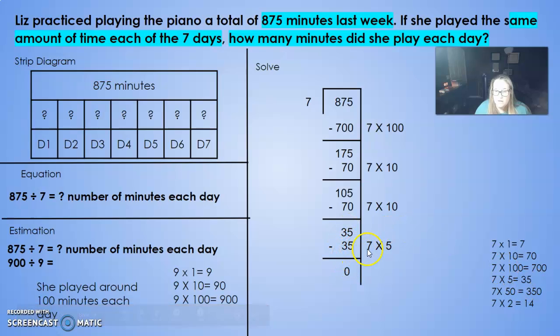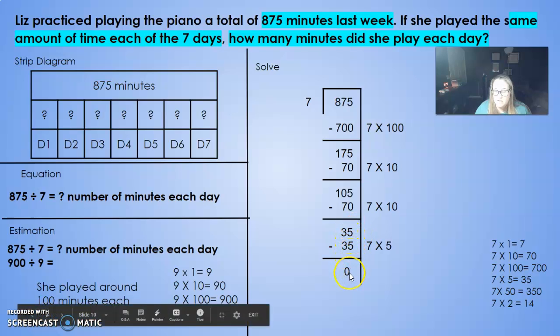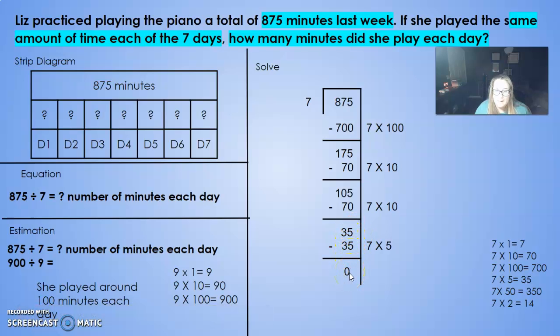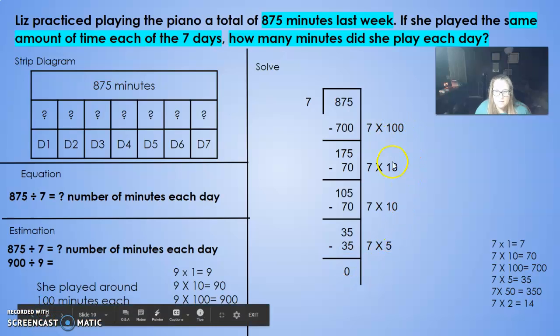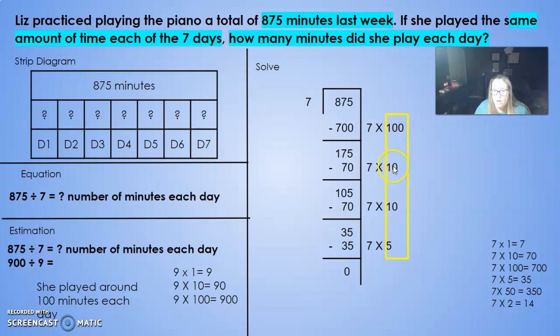The way I made 35 was 7 times 5, and then when I subtract 35 minus 35, I get 0, so I'm done. But I still don't know what my answer is. That's why it was important that I was writing down all of these over here. So I am going to add all of the numbers that I multiplied times 7. So I'm going to add 100 plus 10 plus 10 plus 5. And when I do that, I get a quotient of 125.